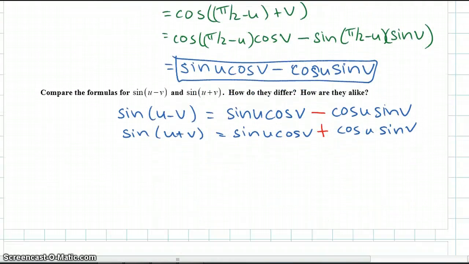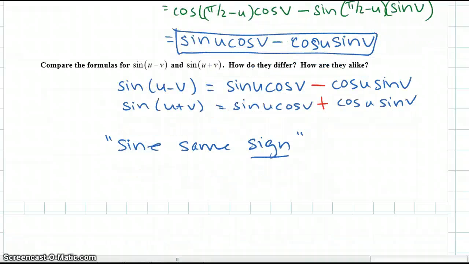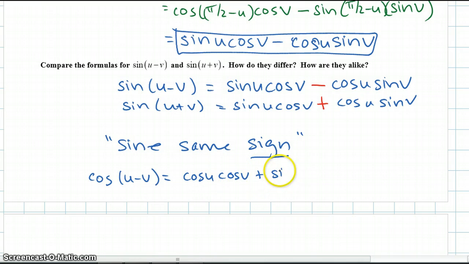To help us remember this, we have a little saying: sine, same sign. What that means is if we're adding the two angles, u plus v, then when we expand that out, sine u cos v, it's going to be plus cosine u sine v. Same if it was minus, it would be minus also. The implication, of course, is sine is the same sign, so cosines are opposite signs. And we talked about that yesterday. The cosine of u minus v was equal to cosine u cosine v plus sine u sine v.